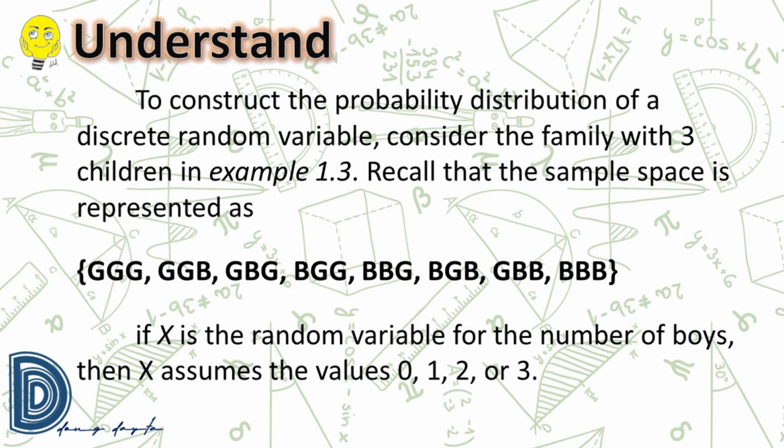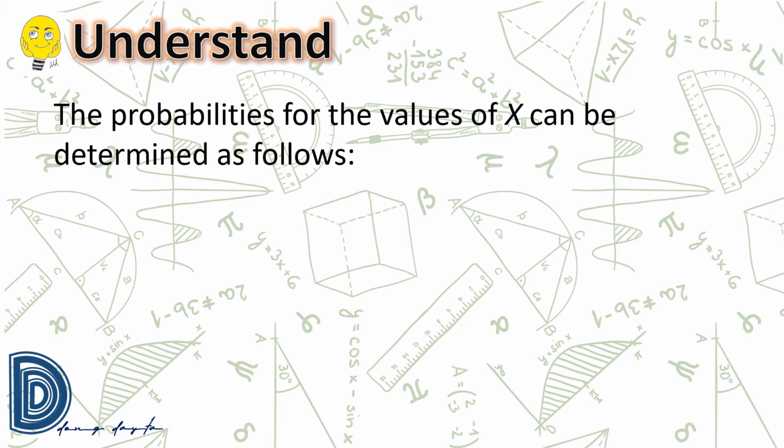Recall the sample space is represented as the set with elements 3Gs, 2Gs and 1B in different arrangements, 2Bs and 1G in different arrangements, 3Bs. If x is the random variable for the number of boys, then x assumes the values 0, 1, 2, or 3. The probabilities for the values of x can be determined as follows.